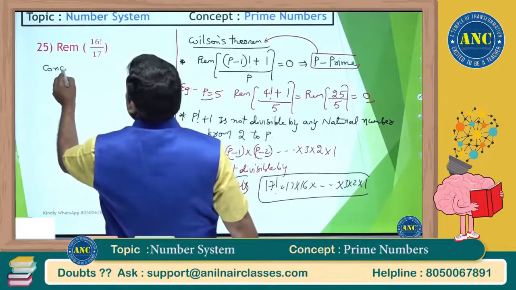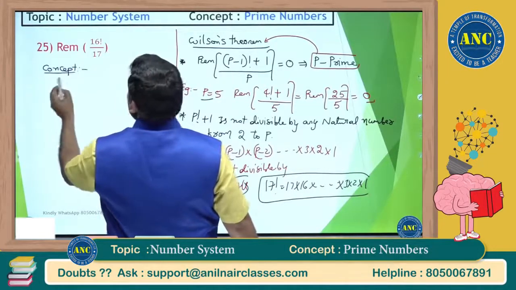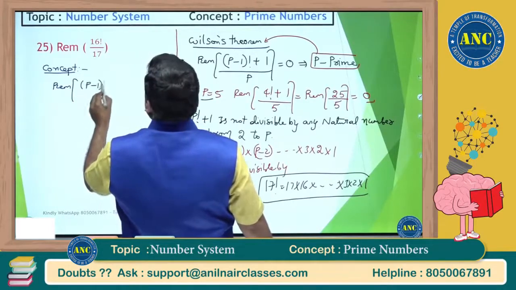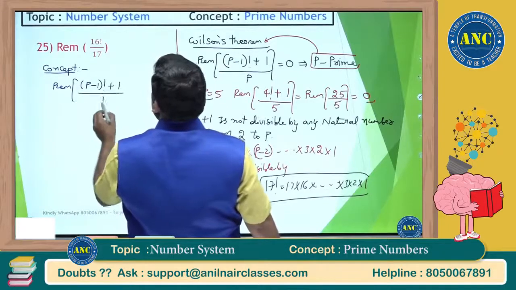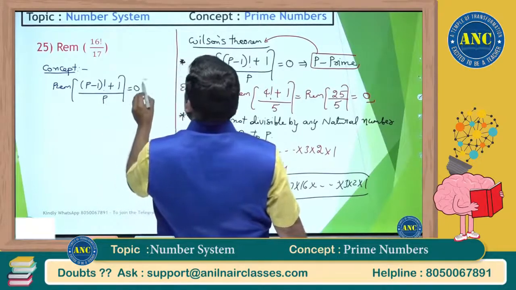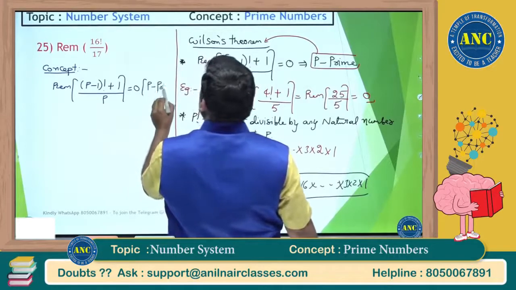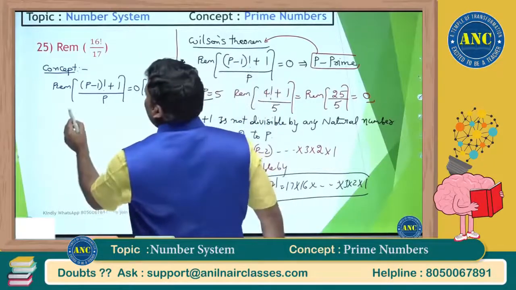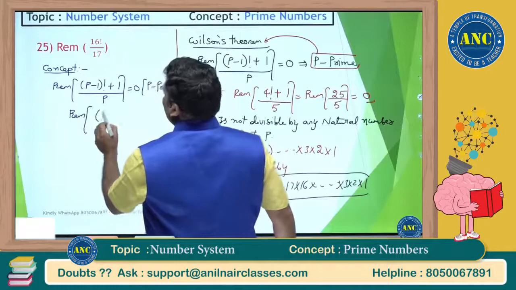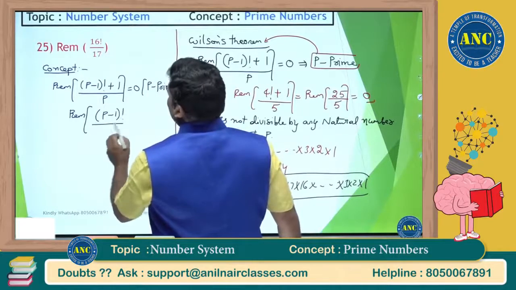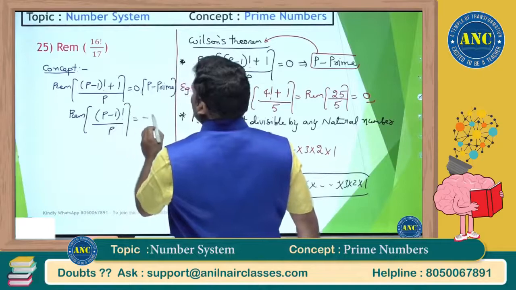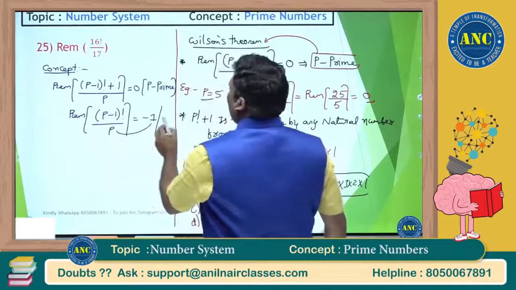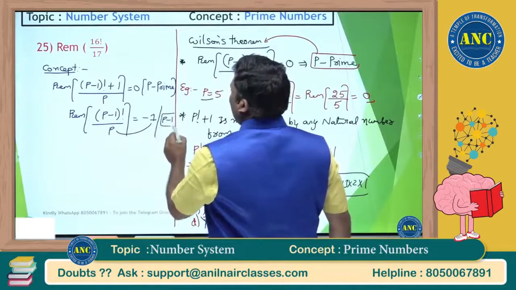Concept. What is Wilson's theorem? (p minus 1) factorial plus 1, when divided by p, is 0 when p is a prime number. So if I take only (p minus 1) factorial, the plus 1 goes to the right hand side and it will be minus 1. If you get a negative remainder, add it to the denominator. So the answer is p minus 1.